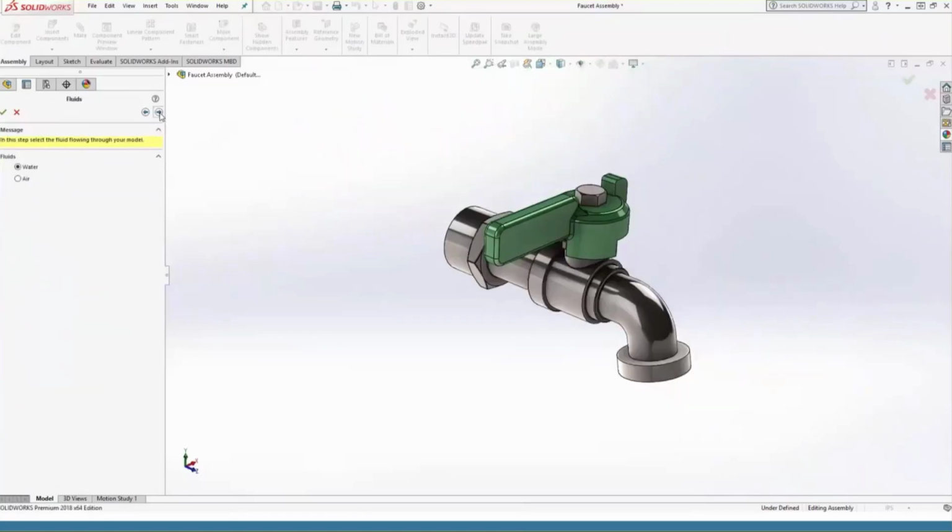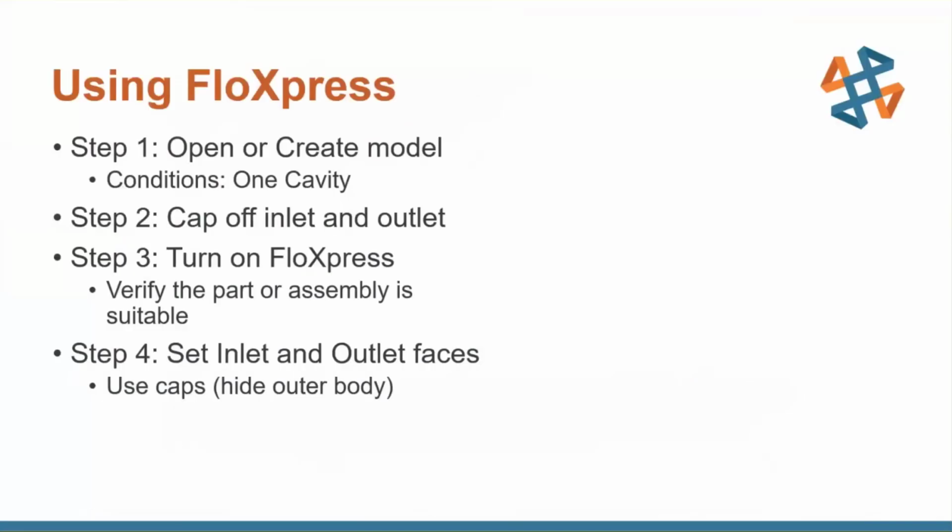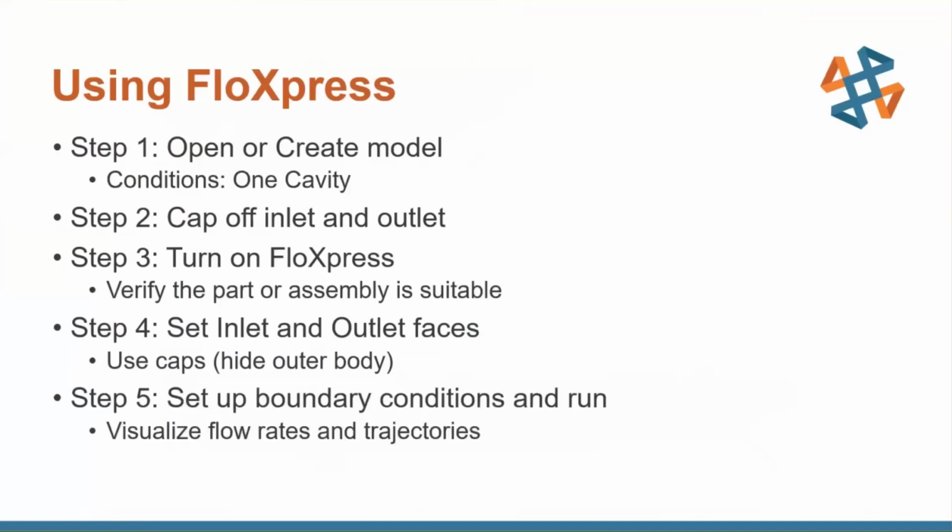Like Simulation Express, FlowExpress just has a wizard where we'll click Next. We'll specify what type of fluid is passing through our assembly, and then we'll calculate the various inlets and outlets. So that's really where we are as far as step number 4, set the inlet and outlet boundary faces. This is where you're going to leverage those caps, and it does help to hide that outer body because it's very important to select the inside faces of the caps or those lids that are in contact with the flow volume. If you don't do that, you will get an error message, and that's, again, fairly common.